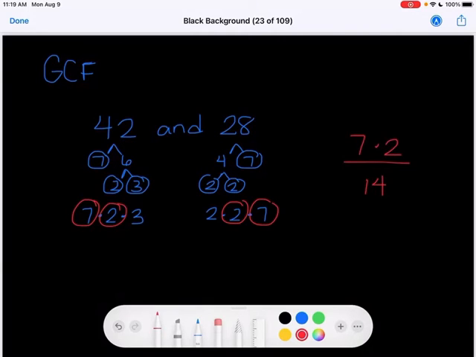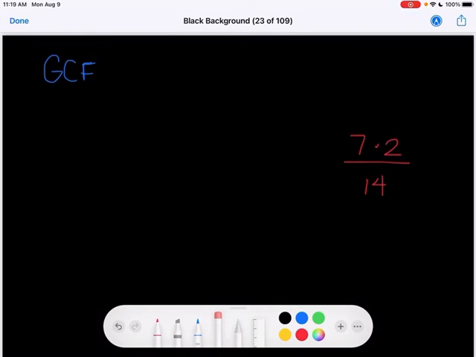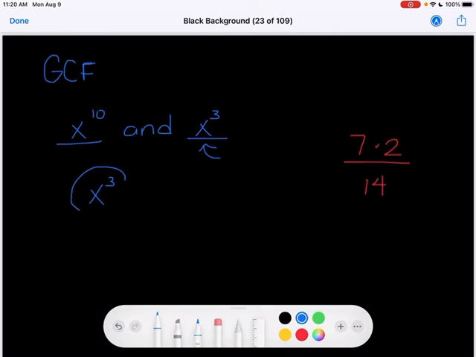You also need to be able to find a GCF if you're dealing with variables. Variables are a lot easier than numbers. So if I have x to the 10th and x cubed, and I want to find the GCF, it's always the variable with the lowest exponent because you need to be able to take it out of both of them. So x cubed would be my GCF here because I could take that out of x cubed, and I could also take it out of x to the 10th. But I couldn't take more than that. For instance, I couldn't take x to the 4th because there's not enough to come out of x cubed. So it's always the smallest of those variables, the smallest exponent.